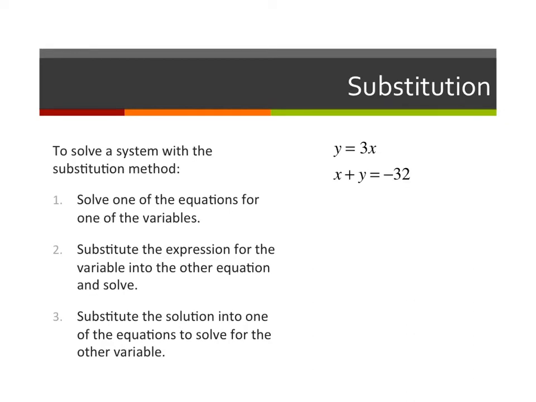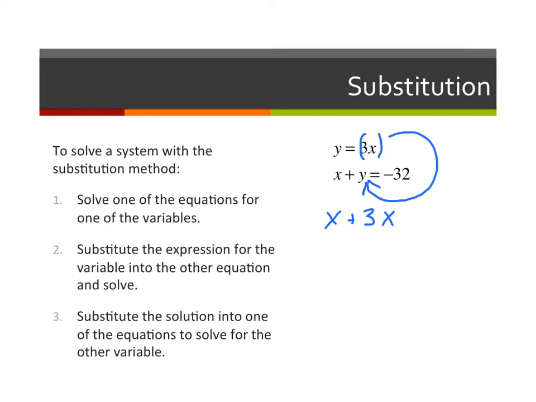To solve a system with the substitution method, number one, you're going to solve one of the equations for one of the variables. That may already be done for you, as in this case, or you may have to actually solve for y or solve for x, as in a different example that we'll look at in a minute. Number two, substitute the expression for the variable into the other equation and solve. Now that we have this one solved for y is equal to 3x, we're going to take that 3x and plug it into this other equation where the y is. So instead of x plus y equals negative 32, we're going to have x plus 3x.